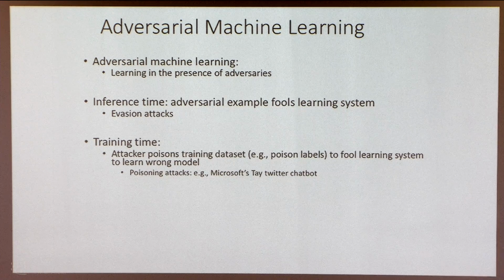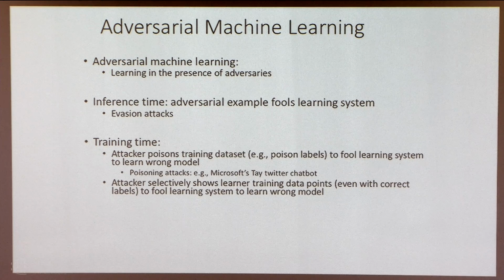A very funny example is Microsoft's Twitter chatbot, where humans tried to feed the Twitter bot politically incorrect, outrageous statements, and that's what the bot learned and it had to be taken down. Another example is from some of our earlier work, where we show that in certain settings the attacker doesn't even need to poison the labels. Even when the labels are completely correct, the attacker can select which training data points to show to the learning system, and in that way fool it into learning the wrong model.